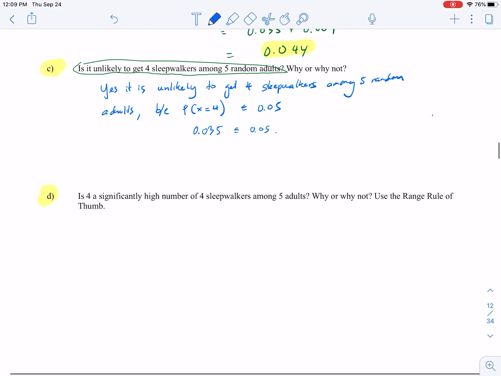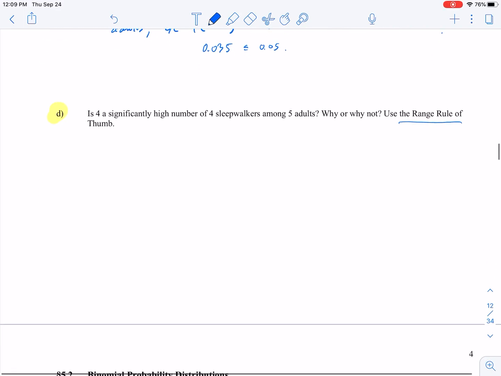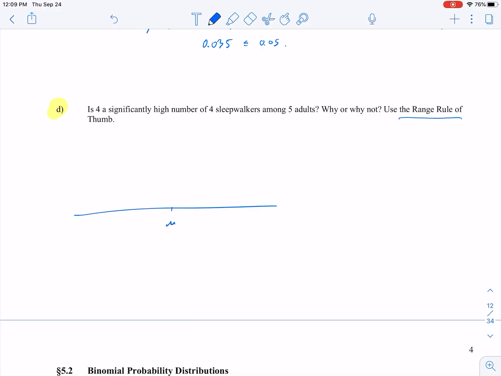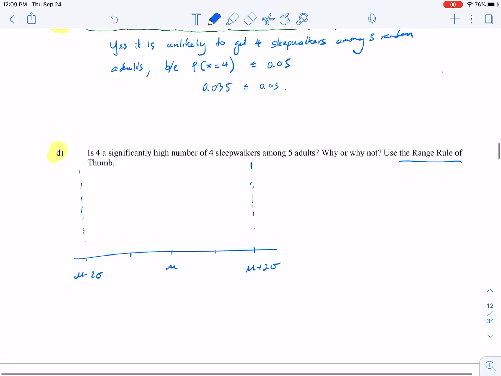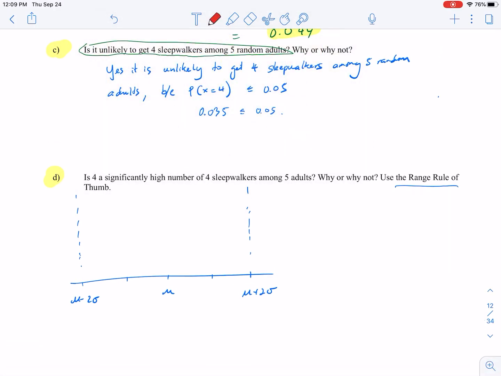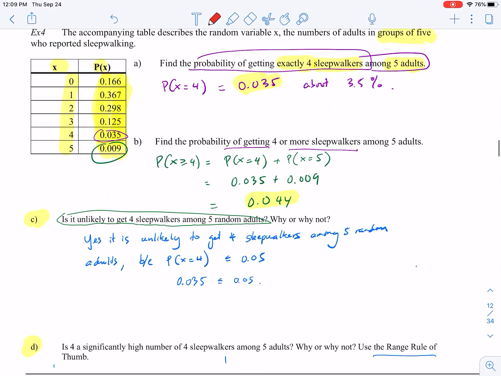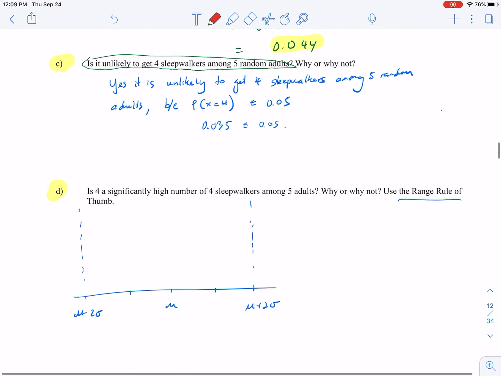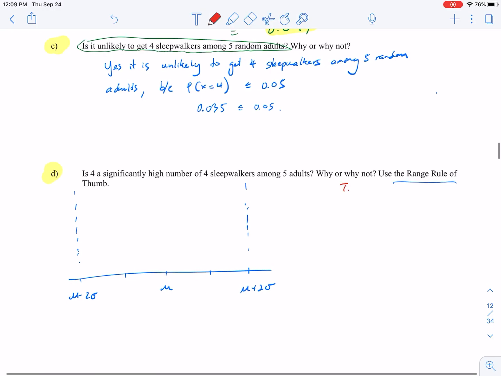So we're going to use the range rule of thumb. To use it, we set up the boundary. Here's the mean, here's 1, 2 standard deviations above, and 1, 2 standard deviations below the mean. Then we find the upper and lower values that separate the significantly high and low values. In this case that requires calculating the mean, so let's use our technology to find the mean and sigma for probability distributions.